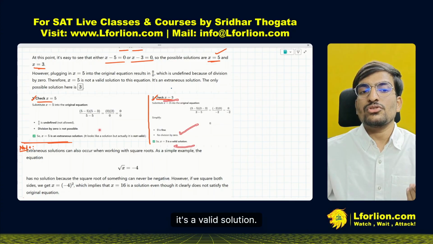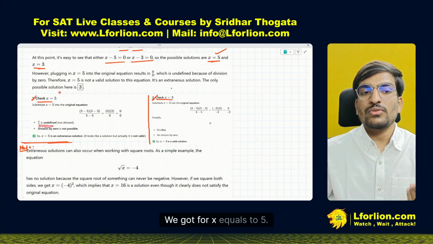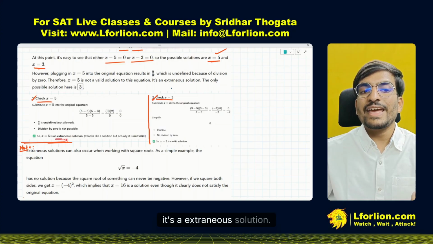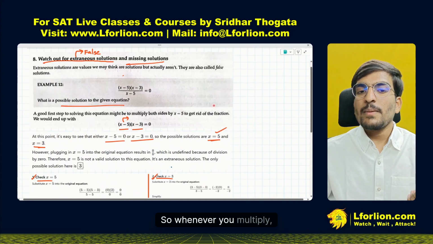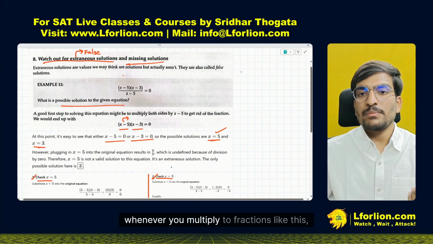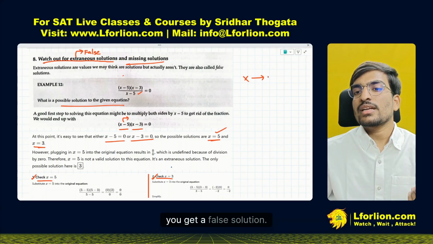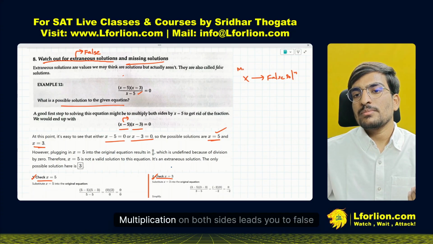It's a valid solution. But 0 by 0 is undefined, which we got for x equals 5 when we substituted into the equation. That's not a valid solution. It's an extraneous solution. What do you mean by that? It's a false solution. Whenever you multiply fractions like this by x minus 5 equals 0, you get a false solution. Multiplication on both sides leads you to a false solution.